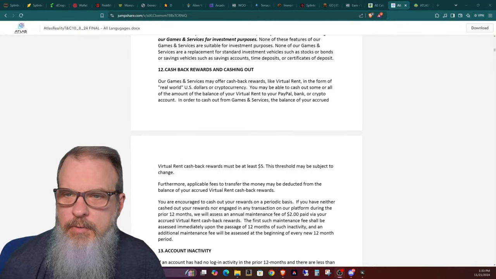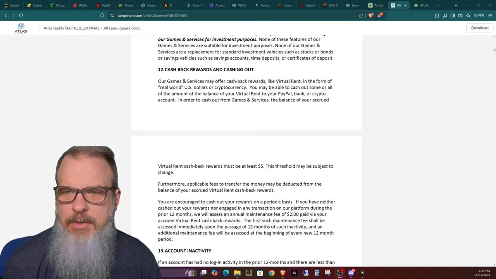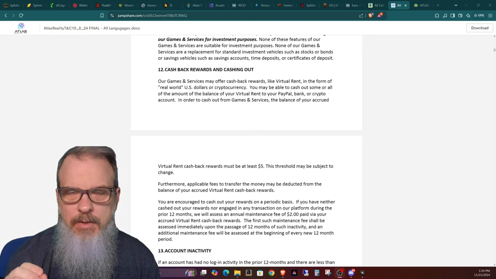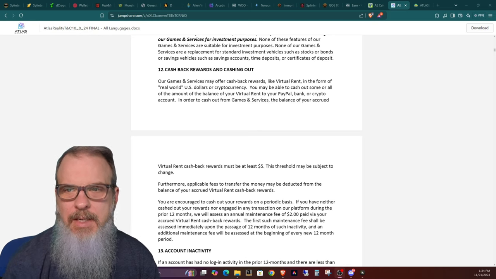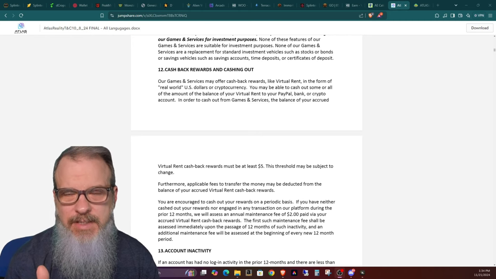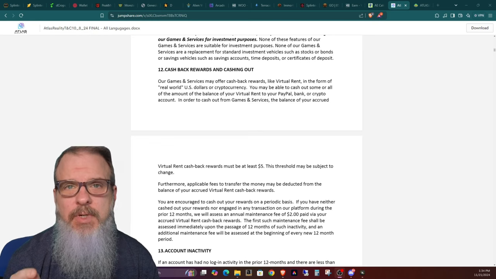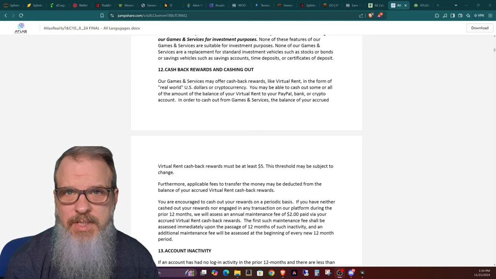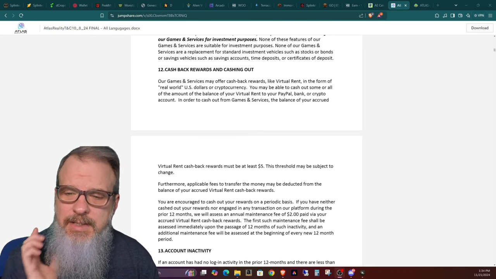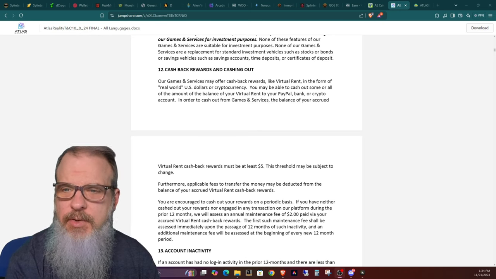Okay, so we are over in the Terms of Service for Atlas Reality, under section 12 about cashback rewards and cashing out. Here are a few key points I wanted to bring up, and I'm going to read them directly from the paper so I don't elaborate on them, so you can hear the exact words. And as always, I will have a link to this in the show notes. I would advise you, the more you put into the game, more time and effort, and especially money, you need to know this stuff. So this jumped out and piqued my interest yesterday, so let's go ahead and read it.